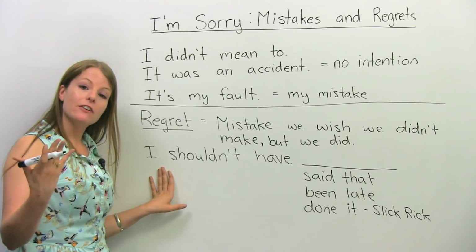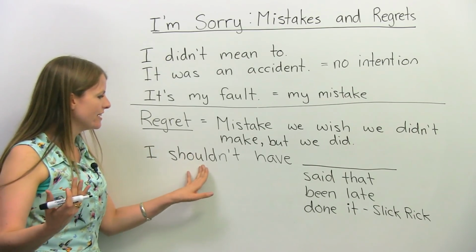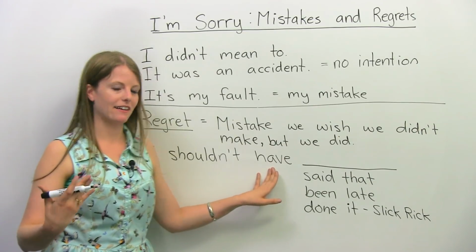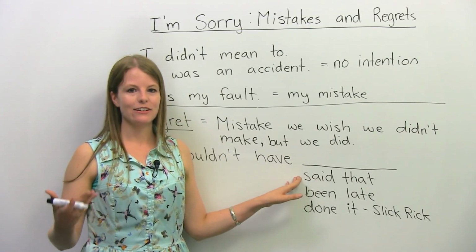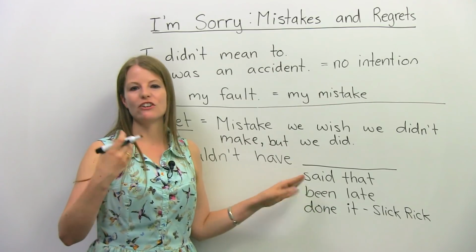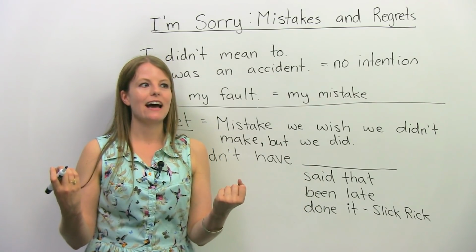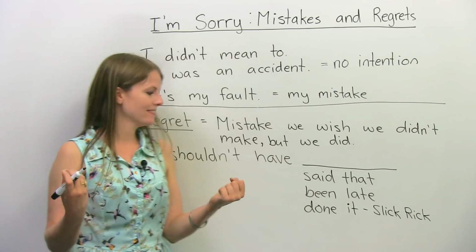So we often use this piece of grammar when we talk about regret. I shouldn't have. This means you wished you hadn't done something. I shouldn't have said that. We use this a lot in English. When you say something and then, you're really angry with somebody, you say something and you think, oh, that was a bad thing to say. I shouldn't have said that.